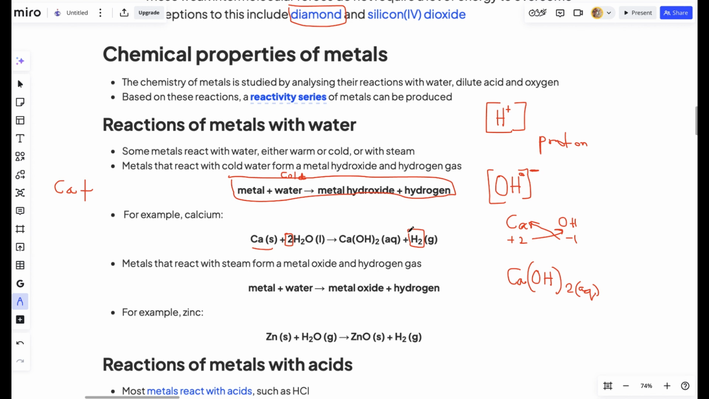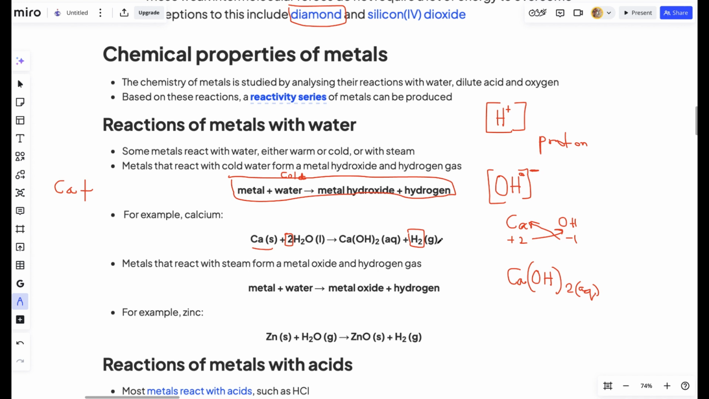How do we know that hydrogen gas was produced? Because if you bring a glowing splint to it, it will make a pop sound. If you bring anything like a burning match to this reaction, it will make a boom. So we know hydrogen gas is produced as well, not only calcium hydroxide. So this calcium hydroxide is an alkali, and hydrogen gas is also produced. That's for that reaction. Now let's move on.